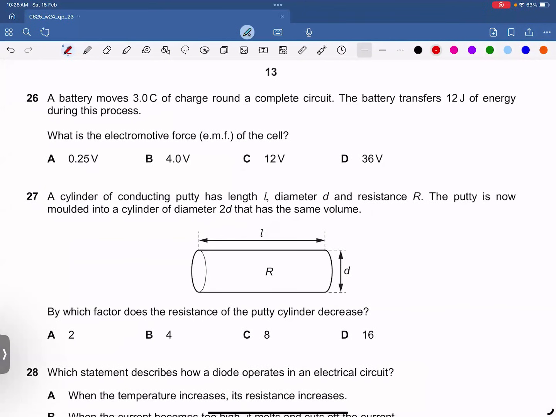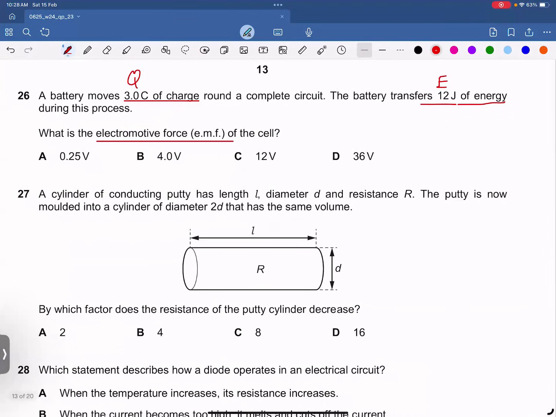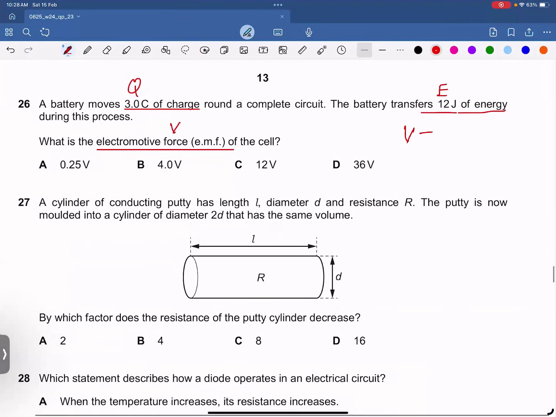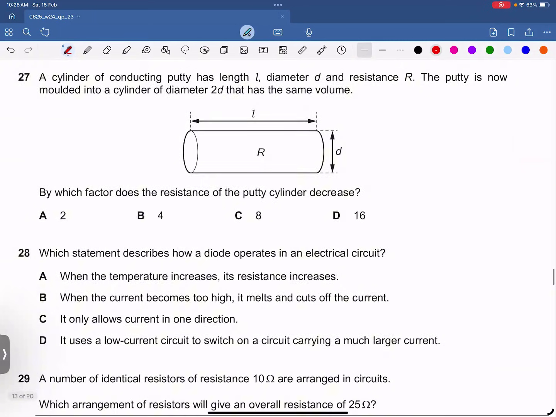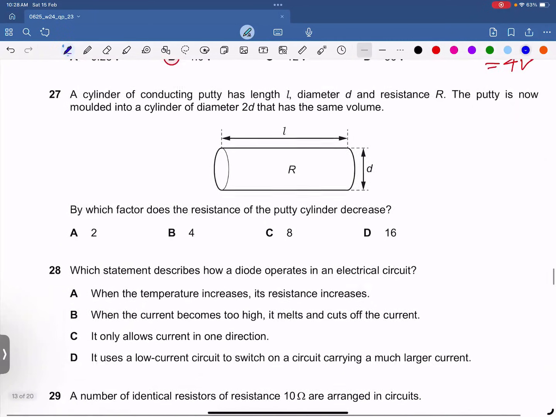The battery moves 3 coulombs of charge Q around the complete circuit, and the battery transfers 12 joules of energy, E. What is the EMF? EMF and potential difference are both the amount of energy transferred per unit charge. Energy is 12, charge is 3. The answer is 4 volts. Easy question. My dear students, I'm looking at question 27 and I can sense that this is a challenging question. So I will label this question as a hot question.